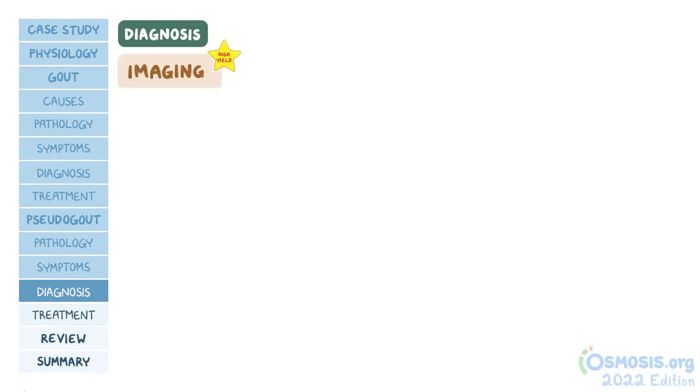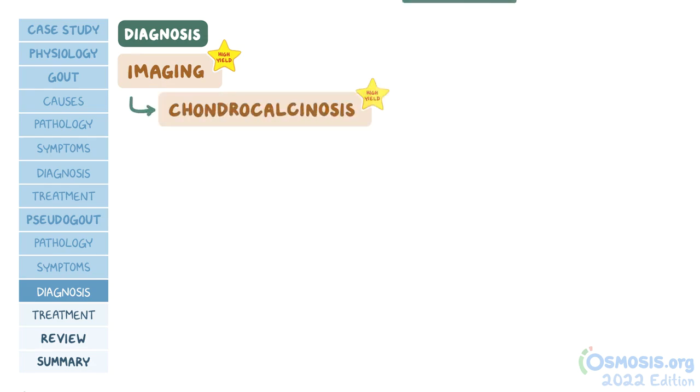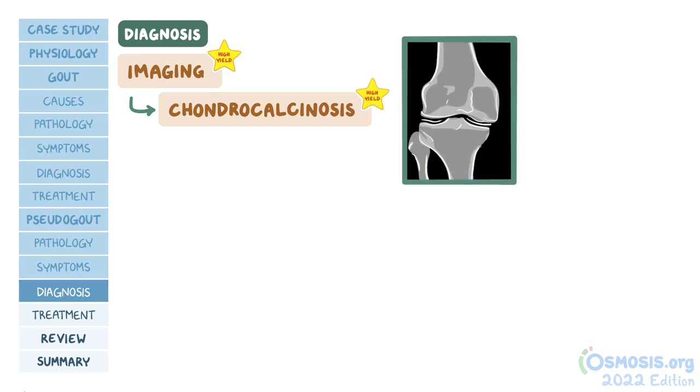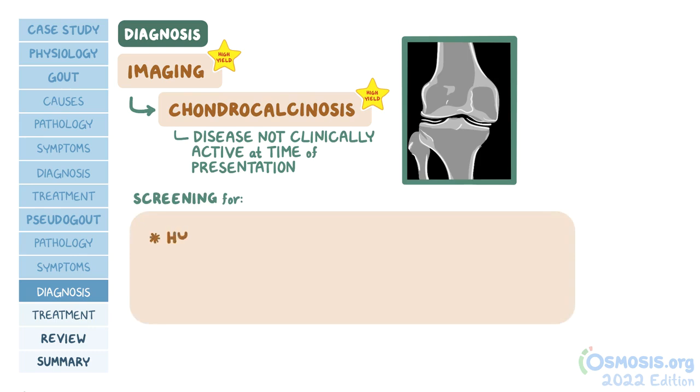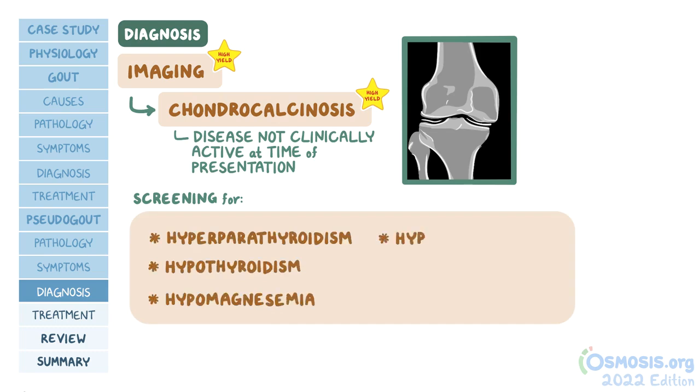Next, imaging can help confirm the diagnosis if fluid analysis is inconclusive, and it typically shows chondrocalcinosis in the joint involved, which is cartilage calcification. Chondrocalcinosis can occur even if the disease is not clinically active at the time of presentation. And because CPPD disease is associated with a variety of underlying conditions, screenings for hyperparathyroidism, hypothyroidism, hypomagnesemia, hypophosphatasia, and hemochromatosis are also necessary.